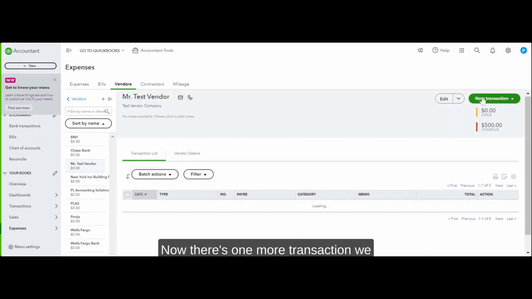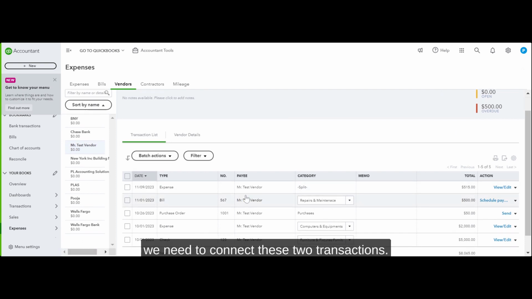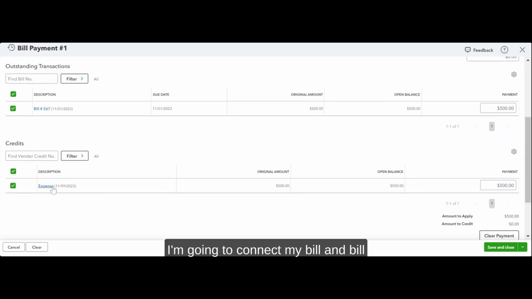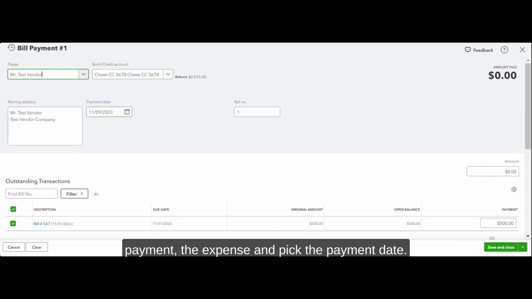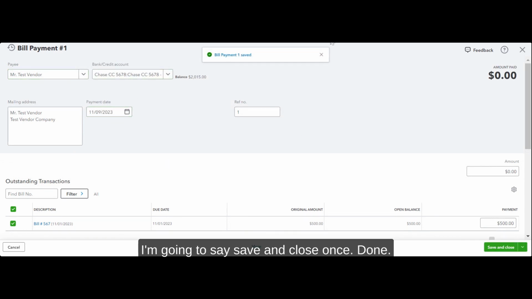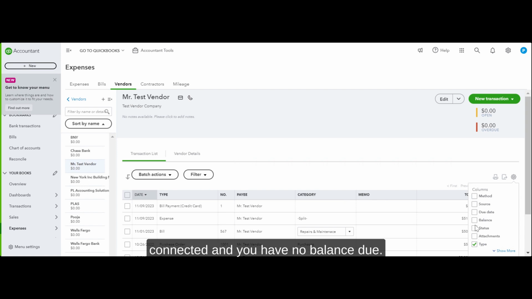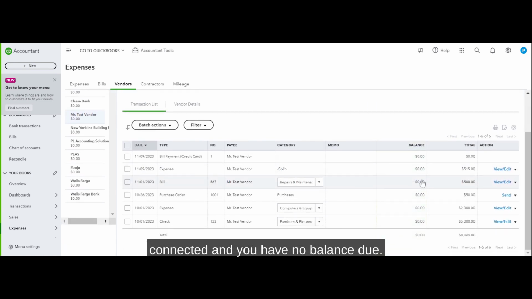Now one part is done. There's one more transaction we have to do after this. What we need to do is connect these two transactions. I have posted my payment to accounts payable, but I have not yet closed the bill with that payment. So what do I need to do now? I need to click here, mark as paid. I'm going to connect my bill and bill payment, the expense, and pick the payment date. I'm going to say save and close. Once done, your bill and bill payments are connected and you have no balance due. Bill is zero. There's nothing left on expense. That's it. This is how you would convert expense transactions into bill payments.